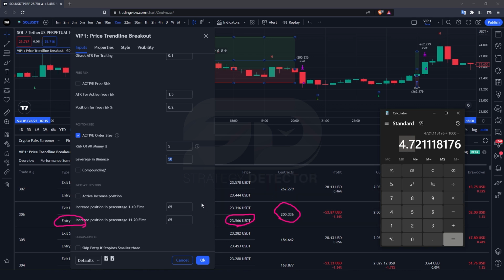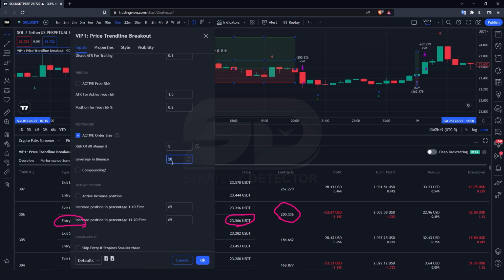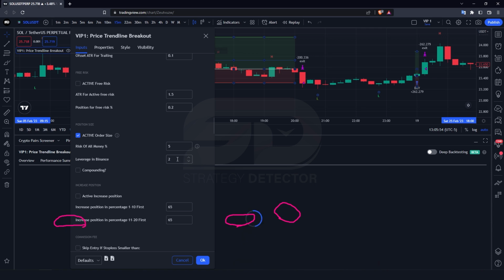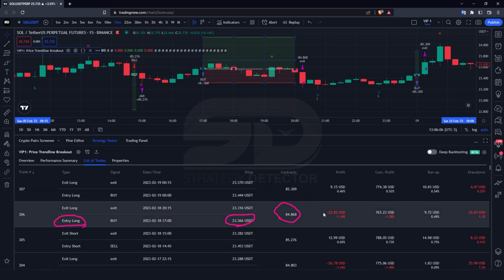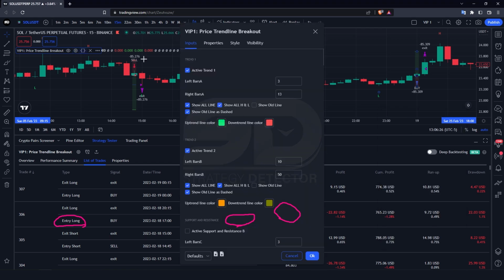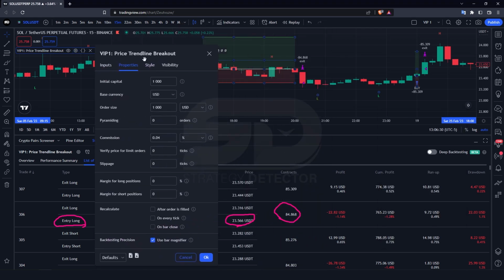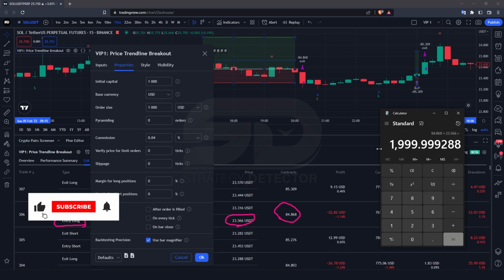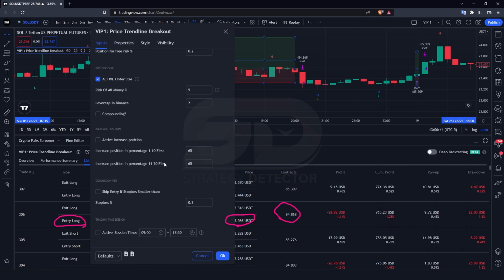the position. If you choose 2 and don't allow the strategy to use more than 2 leverage, you can see the position size is 84 here. 84.868 contracts multiplies to 23.566 equals to $1,999. You had $1,000 and the strategy entered the position with $2,000. It used 2 for leverage, because you didn't allow the strategy to use more than 2 for leverage.